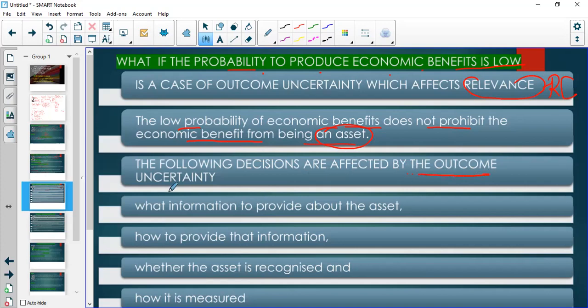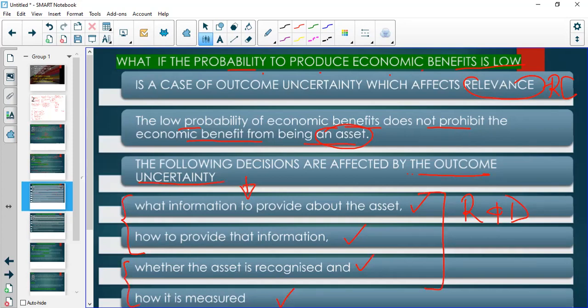But in a case where there is a low probability, which we refer to as an outcome uncertainty, we're not sure exactly whether the benefits are going to happen, then we might need to disclose. This is going to affect what information to provide, how to provide that information, whether the asset is recognized, and how it is measured. So all those are going to affect what we refer to as the recognition and disclosure. So this is disclosure. All right. This is the recognition. Okay.